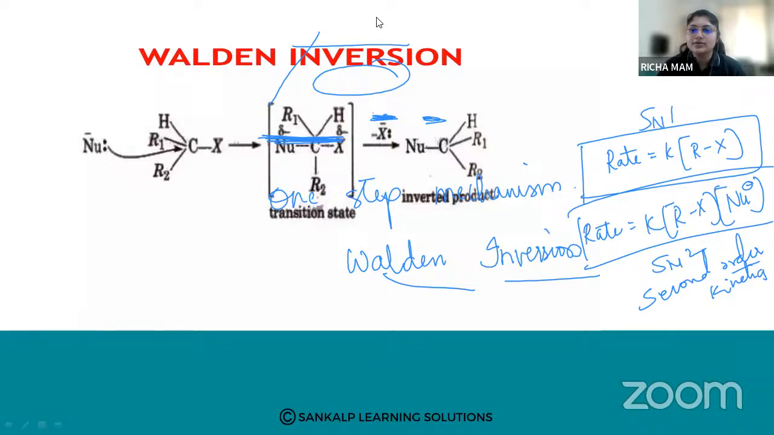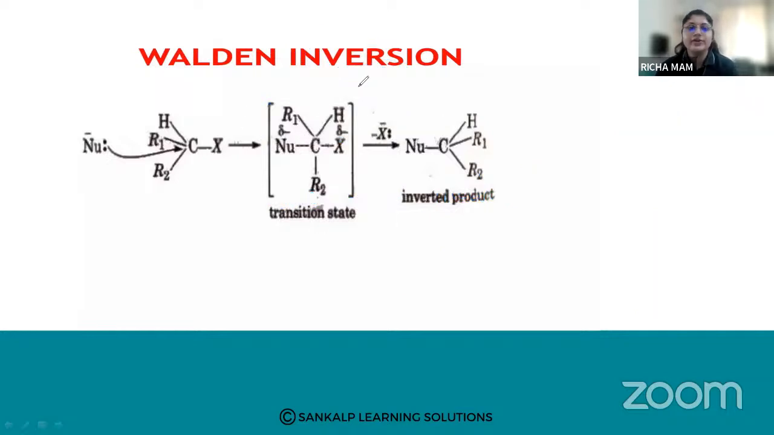So let us see the mechanism. When we are comparing the SN2 mechanism, let me take H, Br. This is a primary, a methyl bromide. Now, what are we going to do?